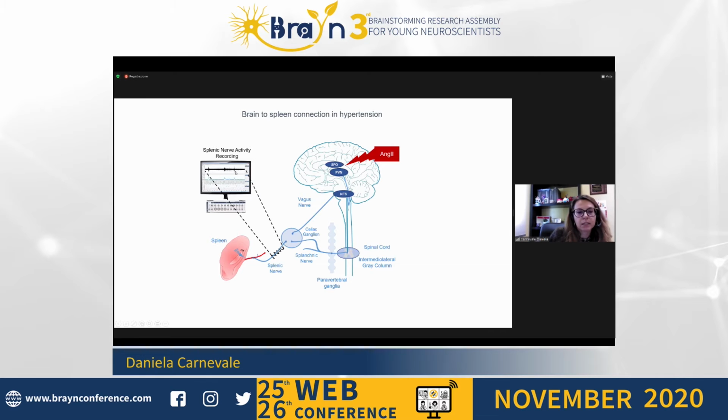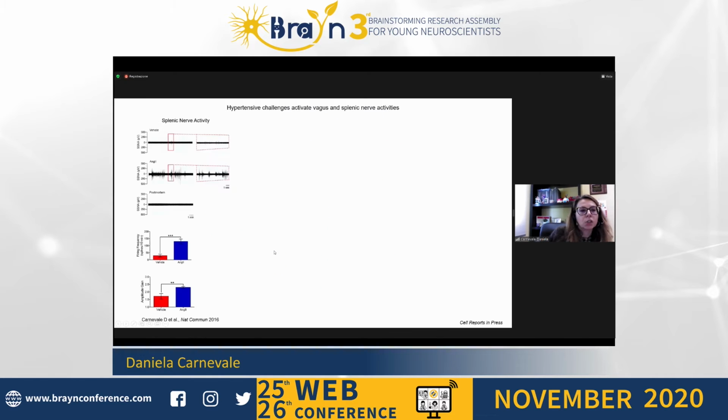Thus, we decided to understand whether this pathway is recruited in hypertension, and we established a miniaturized system for microneurography of the splenic nerve. So basically, with this approach of recording directly the activity of the splenic nerve, we measured the firing of the splenic nerve in mice infused with angiotensin II. And as shown here, we can see that these mice typically increase the firing of the splenic nerve in terms of firing frequency and amplitude gain.